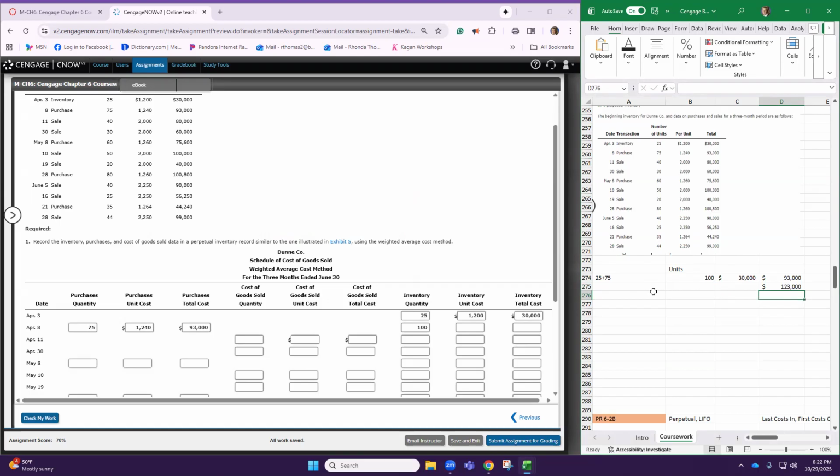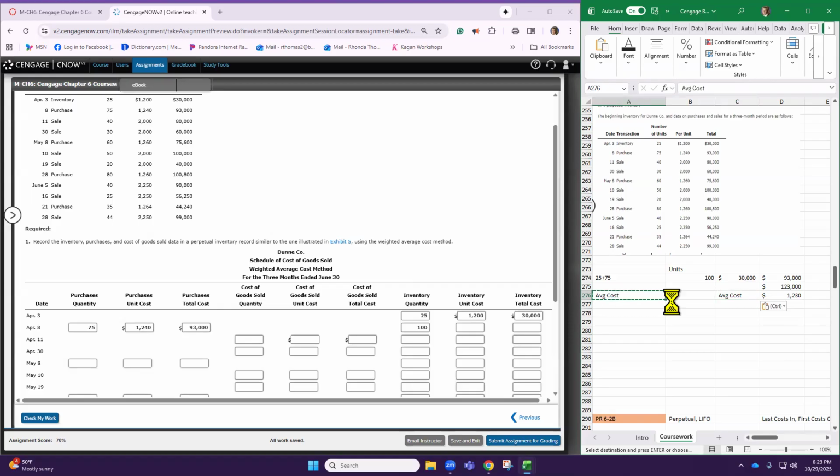Now we want an average cost. So I'm going to put average cost. This is going to be equals 123,000 divided by the 100. There we go. So 1,230 is the average cost, and I'm going to make that happen here: equals this number divided by this number. Okay, so 1,230 is your average cost. And we'll do that every time we need to.